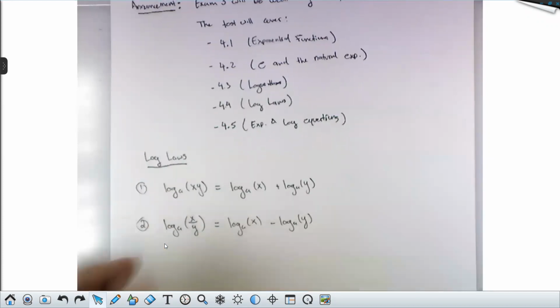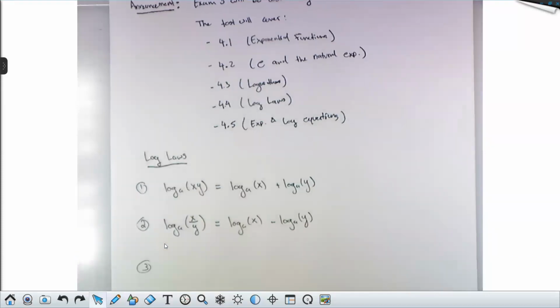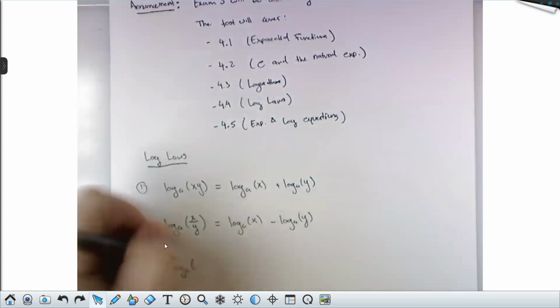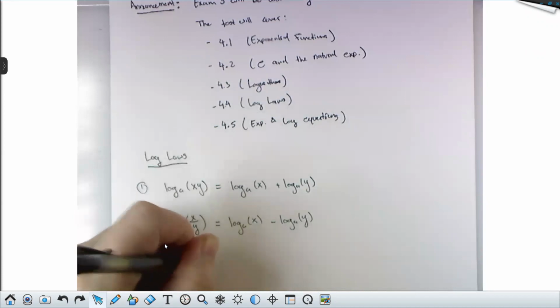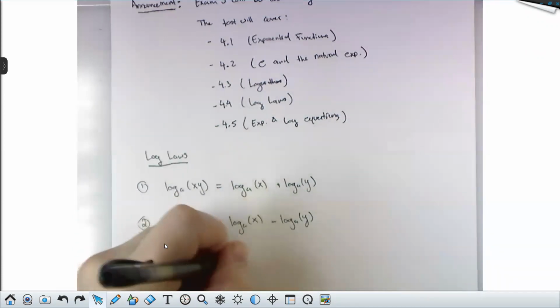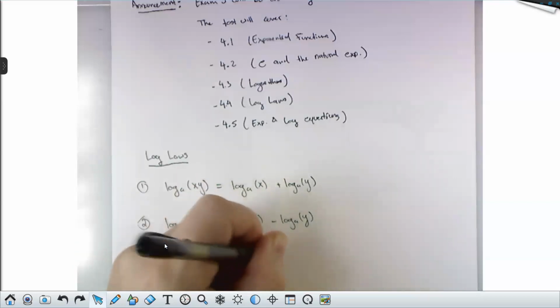And then that third log law, I don't know if you guys watch Arrested Development, it always reminds me of Bob Loblaw's law blog. The third log law is that the base A log of a power, x to the y, is the same as y times the base A log of x.